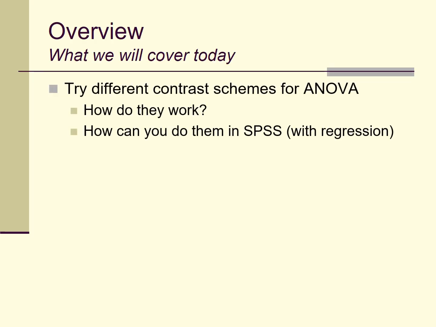So as an overview for today, what I want to do is talk about some of the different contrast schemes or coding schemes that we could use for ANOVA, briefly consider how they work, and talk about how we can do them in SPSS, specifically if we're treating them as regression, or if we're using the regression module. And as I've already said, and as I'm sure many of you know, ANOVA really can be thought of as just a special case of regression, a case in which the predictor variables, or again they're sometimes called factors, are categorical in nature.